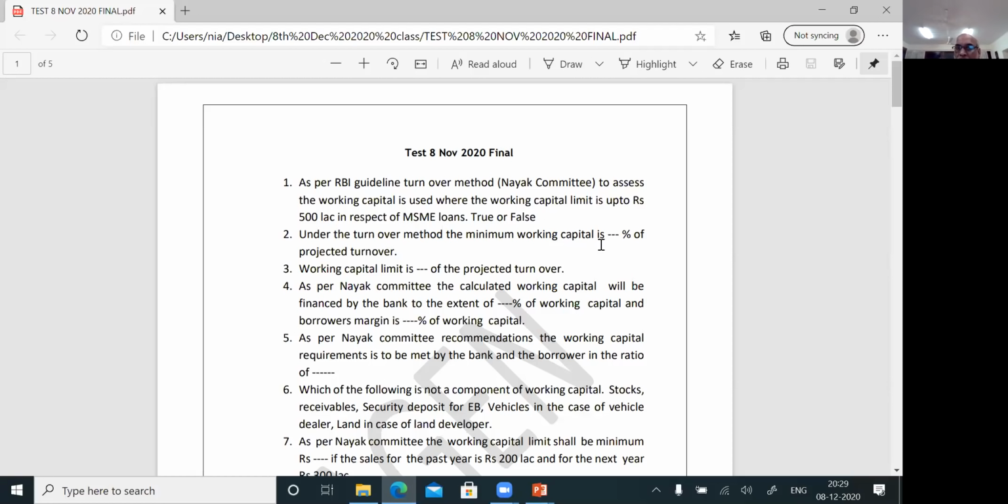Question number 2. Under the turnover method, minimum working capital is 25% of the projected turnover. Under the turnover method, the working capital, not the working capital limit, the working capital is 25% of the projected turnover. Working capital limit, third point, the working capital limit is 20% of the projected turnover.